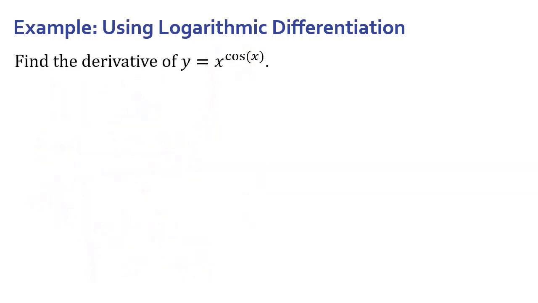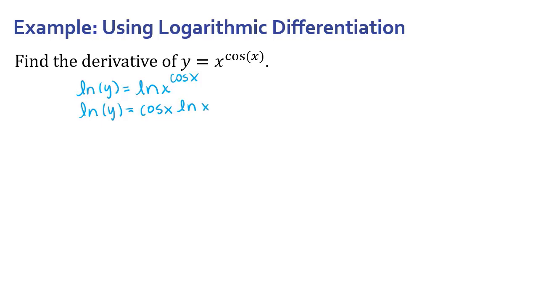Find the derivative of y equals x to the cosine of x. So I'm in that same situation here where I have x to a power of a function, and I don't really have any differentiation rules that allow me to do that. So what we're going to do instead is use some properties of logarithms to get this into a function that I can differentiate. So if I take the natural log of both sides, I get the natural log of y equals the natural log of x to the cosine of x. And now using that power rule, that cosine of x can come in front.